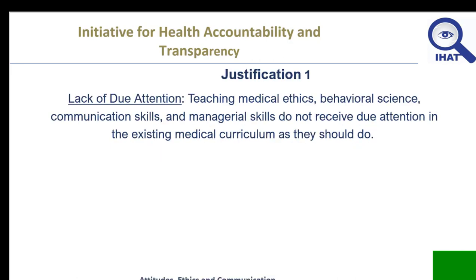Looking at the justification, the first thing that comes to mind is lack of due attention. Teaching of medical ethics, behavioral science, communication skills, and managerial skills does not receive due attention in the existing medical curriculum as it should, both at pre-service or professional level and also during the service.